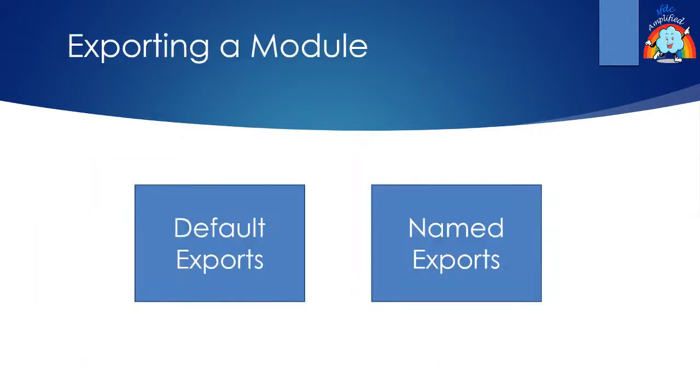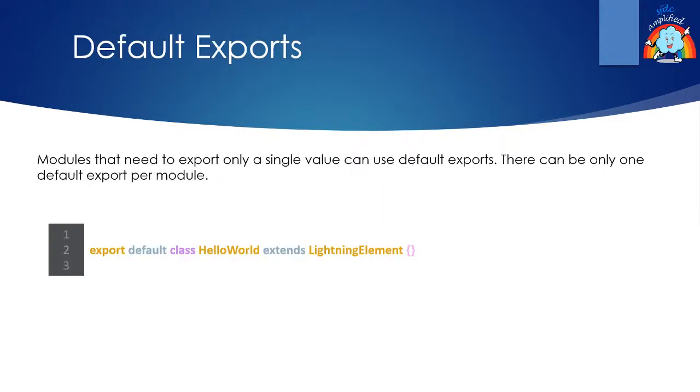Now let's understand exporting a module in a little bit more detail. All these concepts are coming from ECMAScript. I have taken it from ES6, so you can go ahead and check that. So there are default exports and then named exports. Like you saw in that code, export default class HelloWorld. That is a default export.